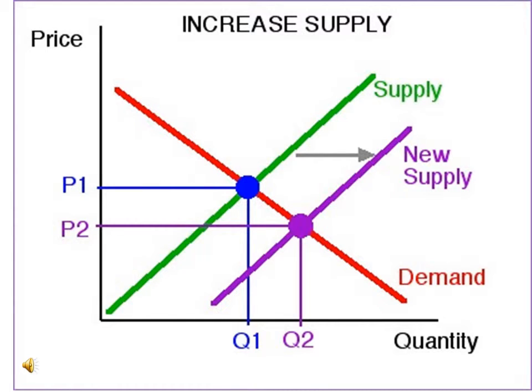The answer is that this represents a technological advancement, which would result in an increase in supply. The supply curve would shift to the right, creating a new equilibrium point with a lower price and a higher quantity.